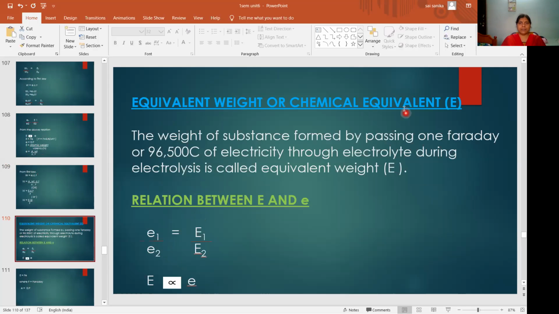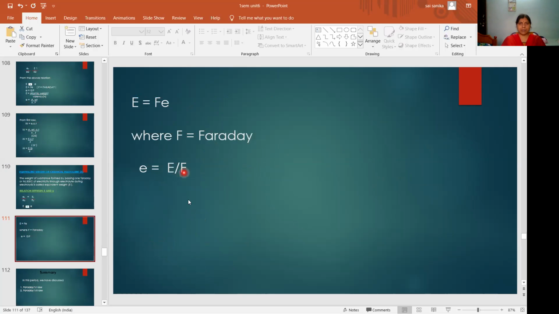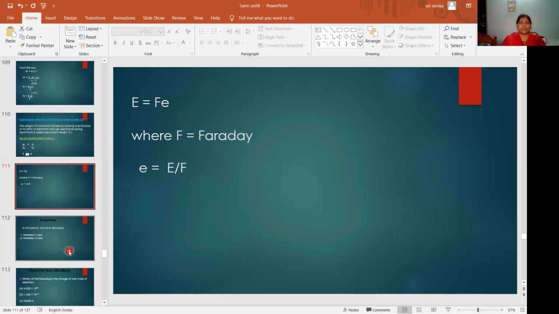So what is E? When you pass 1 Faraday or 96,500 coulombs of electricity, whatever weight is deposited is called the equivalent weight. So this is the relationship between small e and capital E. So e is equal to capital E by F, where F is Faraday. Faraday is nothing but 96,500 coulombs.